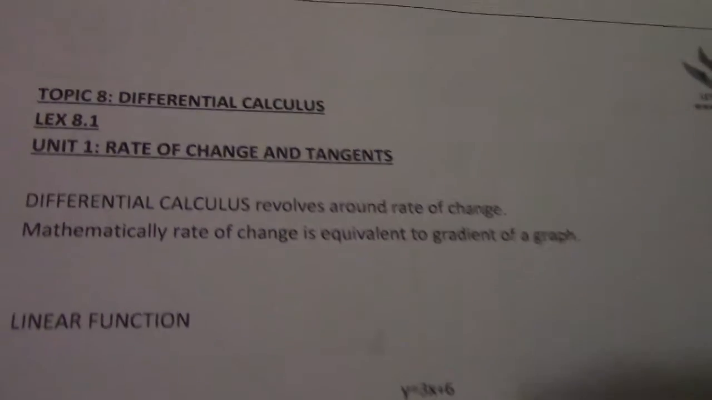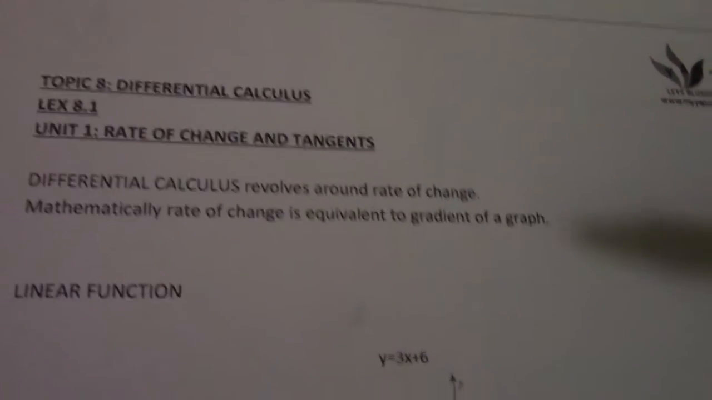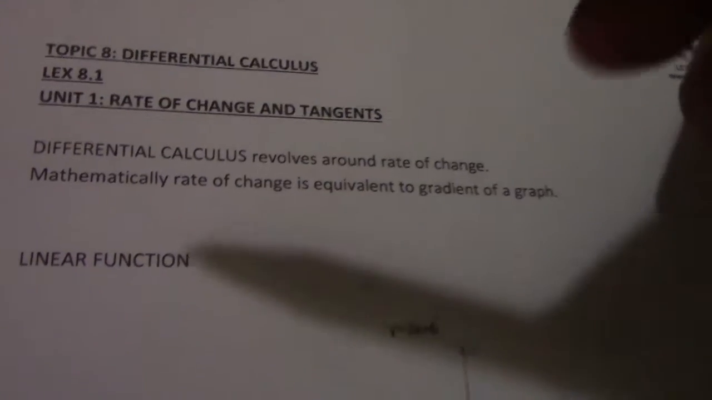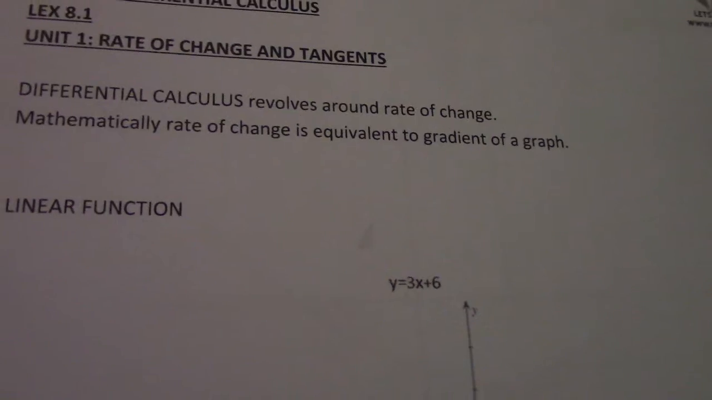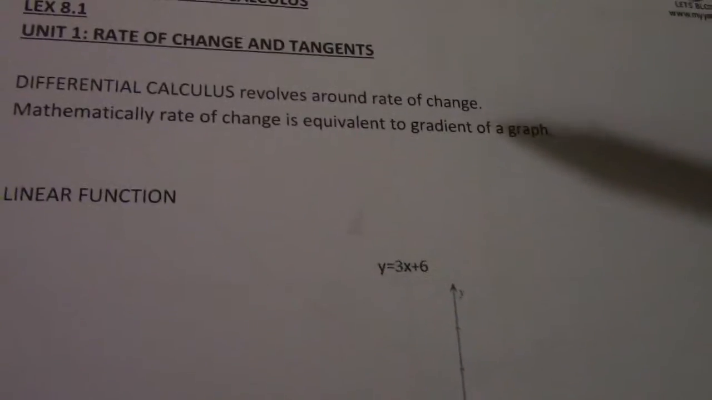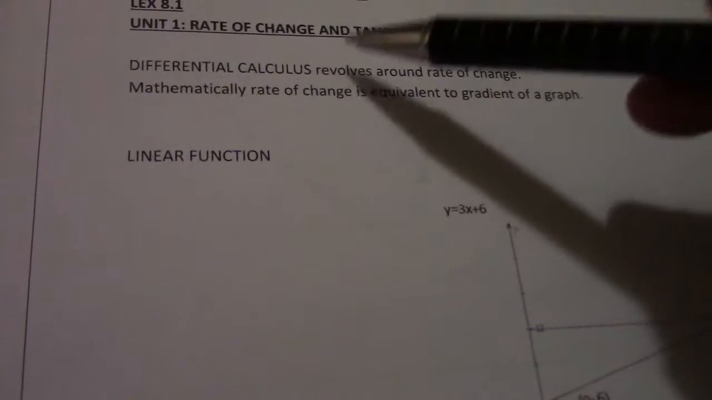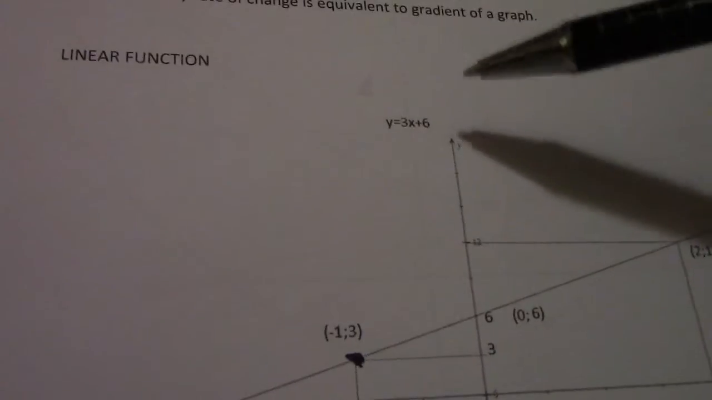Differential calculus allows us to see how quickly this change would take place, and that's basically how we look at it. We want to see how one variable affects another one, etc. Mathematically, we can say rate of change is equivalent to a gradient of a graph. So along the way, you will see when you look at rate of change calculus, we're actually finding different types of gradients.